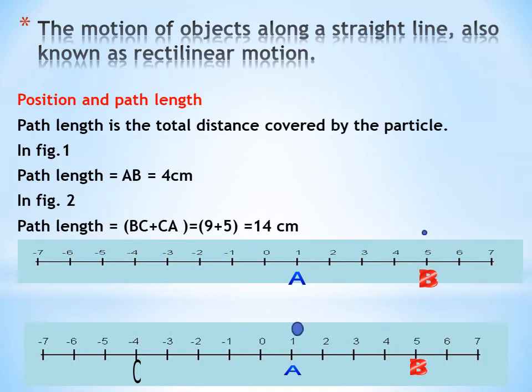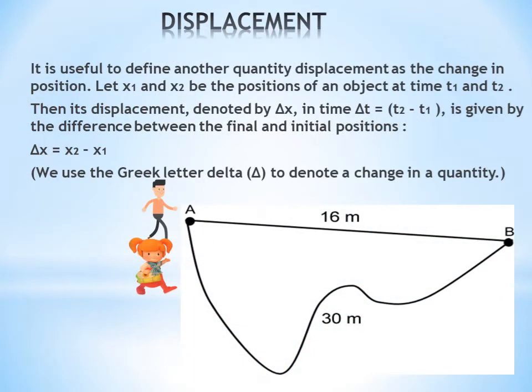The motion of an object along a straight line is also known as rectilinear motion. Let us discuss displacement. It is useful to define another quantity, displacement, as the change in position. Let x1 and x2 be the positions of an object at times t1 and t2. Then its displacement, denoted by delta x, in time delta t equal to t2 minus t1, is given by the difference between the final and initial position. That is, delta x is equal to x2 minus x1. Here delta represents the change of that quantity. x2 is the final position and x1 is the initial position.